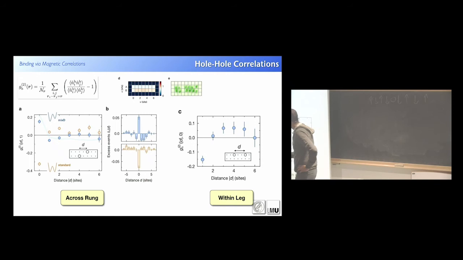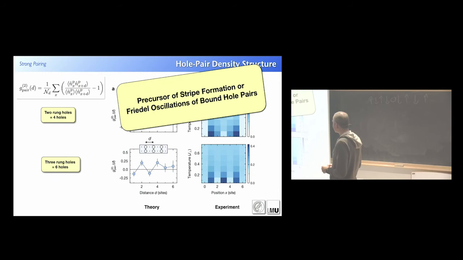You can measure this hole-hole correlator. You can see how these things bind together. You get hole correlations, these holes appearing very often on the same rung, and you measure the correlation function, you see that they're now bound. In the untilted ladder, you see that they actually don't want to sit on the same rung. They're anti-correlated rung to rung, really directly showing you this strong pairing effect that you get. And you can talk to Peter about all the details of this. I don't want to go into this in detail.